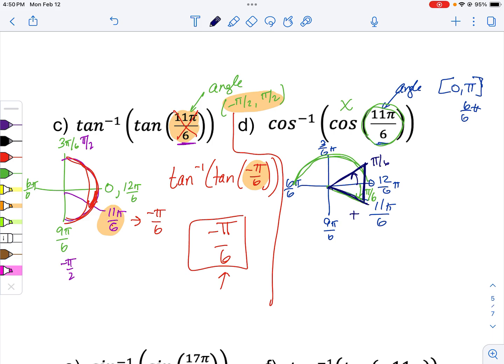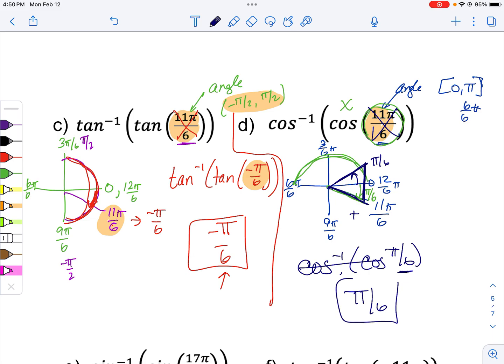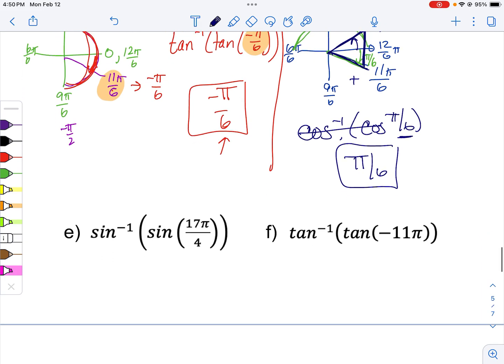So I know that cosine of 11π/6 and cosine of π/6 have the same value. So like I said before, we're going to take that cosine of 11π/6 and rewrite it as cosine inverse of cosine of π/6. And now that π/6 is within that restricted domain, the inverse cosine and cosine undo each other. And my final answer is π/6. π/6 is from 0 to π, so it's in that restricted area. All right, let's take a look at another one.